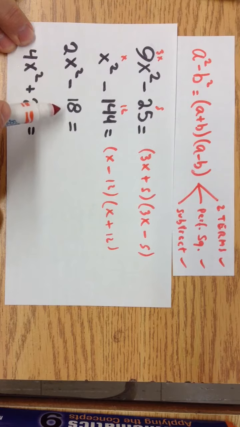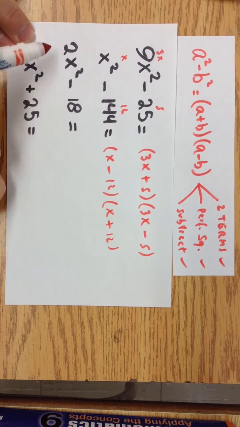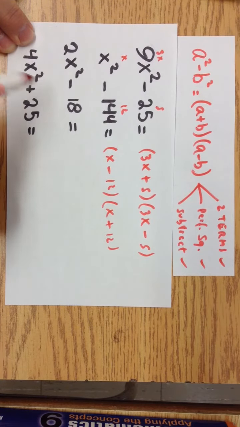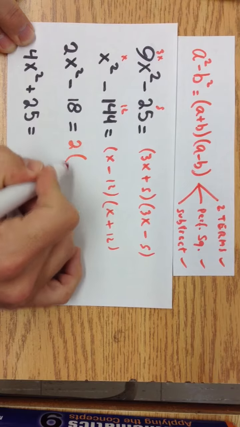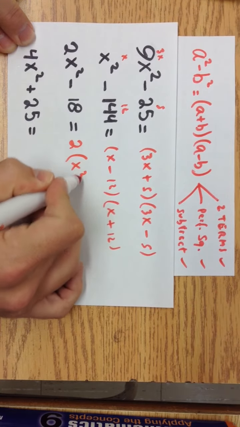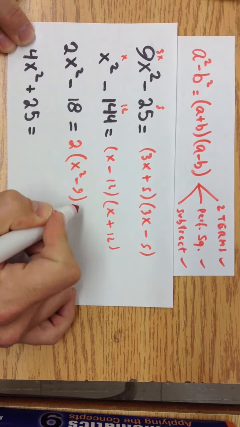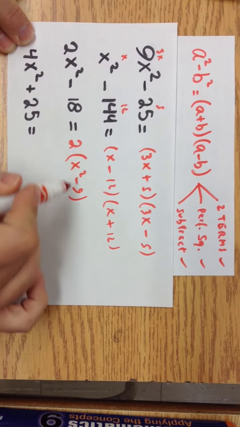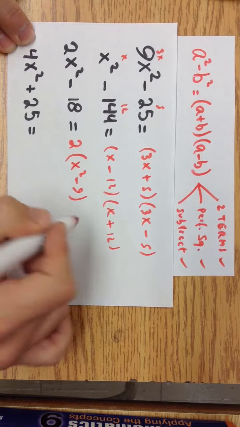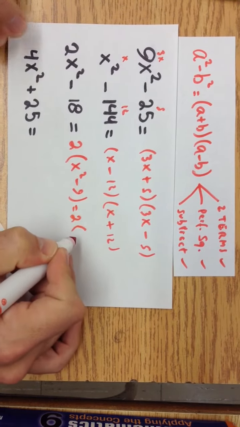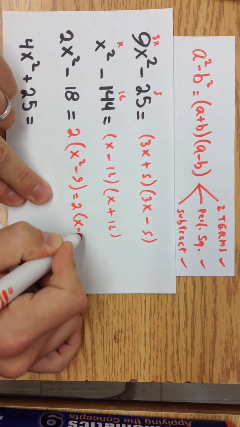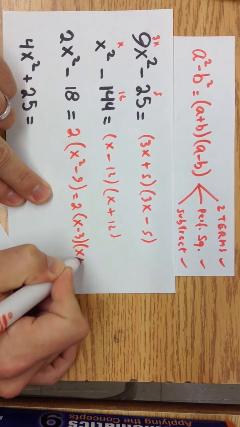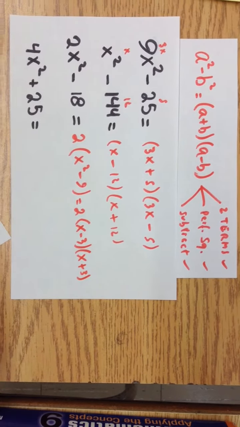2x squared minus 18. Are there two terms? Yes. Are they both perfect squares? Well, no. 2 and 18 are not. But I should remember that my first step for factoring is to use common factor. So if I take a 2 outside, this becomes x squared minus 9. And what do you notice? Inside here, I do have a perfect square. Two terms. This is just x and 3. So that's going to be x minus 3 and x plus 3 right there.